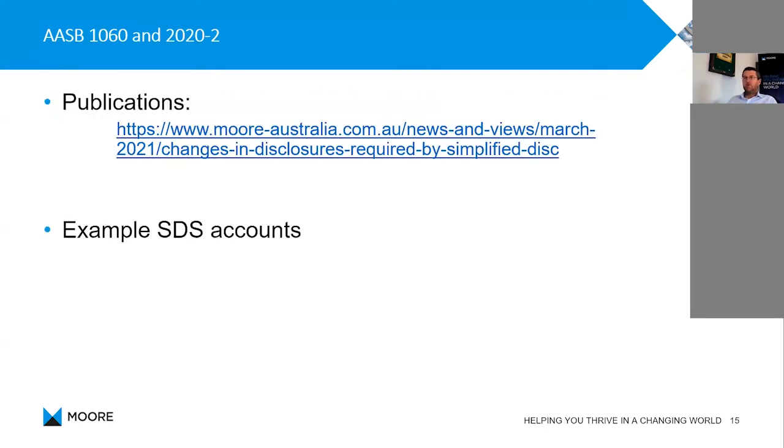So if you are looking for a little bit more guidance, we'll send out these slides after the session, but we've got a publication on the More Australia website. There's a number of example accounts around there as well. Caseware have put out a set of example SDS accounts. But some of the real sticking points that you're probably going to encounter are around, for instance, related party disclosures. There's a disclosure about the total key management personnel compensation. Way more detailed disclosures about related parties.